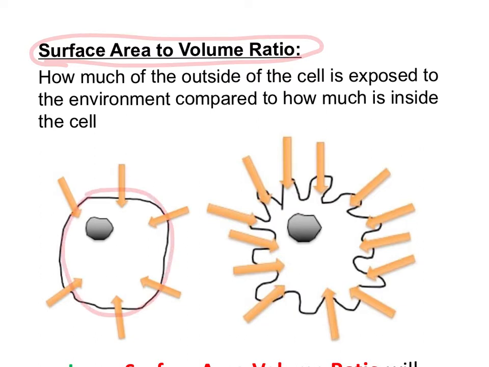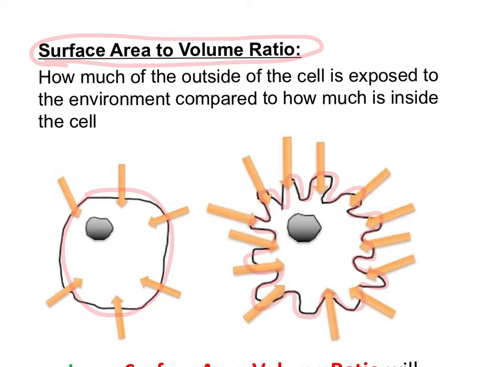The cell on the left has a small surface area. If I took that red line that I drew and laid it end to end, it would be so long. If I took this red line that I'm drawing now and laid it end to end, it would be significantly longer than the one that I drew on the left. So that is surface area. How much is on the perimeter, the outside of the cell?